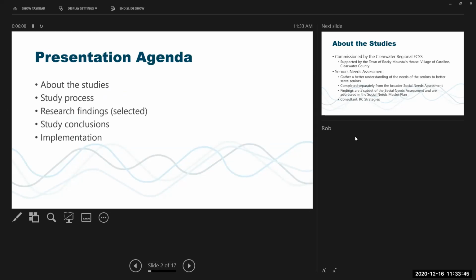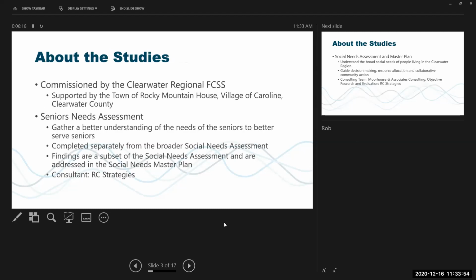So about the studies now. We did the work for the studies through the Clearwater Regional FCSS. And so that's why we're working with Andrea and Rebecca. And so certainly, as you know, it's a regional FCSS, so supported by the three municipalities, and that guided the work that we did, and particularly in the engagement component to it. So I'm going to talk briefly about the seniors needs assessment, and then Christopher will talk about the broader one.